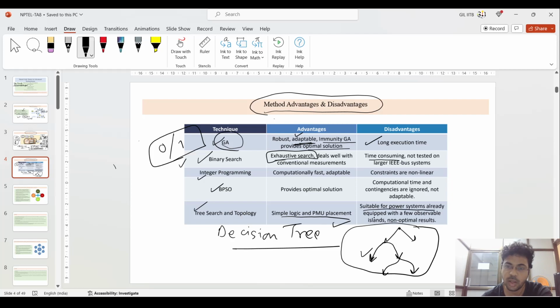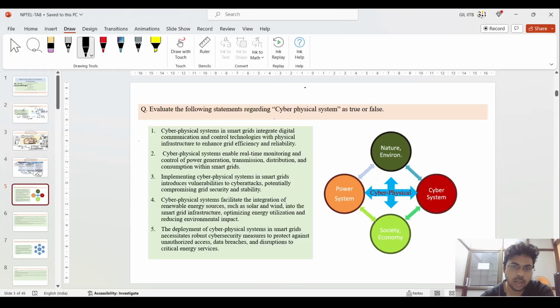This is a simple logic and the PMU placement, but the problem is that it is suitable for the power system which are already equipped with a few observable islands. Okay, non-optimal results.